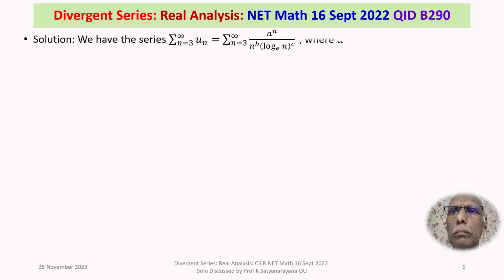We now discuss the solution of the problem in detail. We have the given series. We call it sigma n equals 3 to infinity un, where un is a to the power n by n to the power b into log n to the base e to the power c, where a, b, c belong to R. We consider option 1: mod a less than 1, b, c belongs to R. Under this scenario, is this series not convergent? We have to find out for which option the series is not convergent.